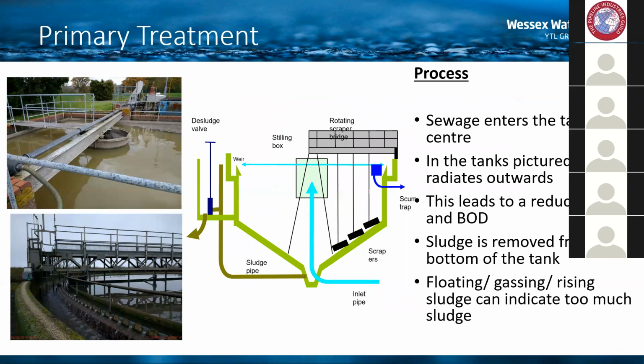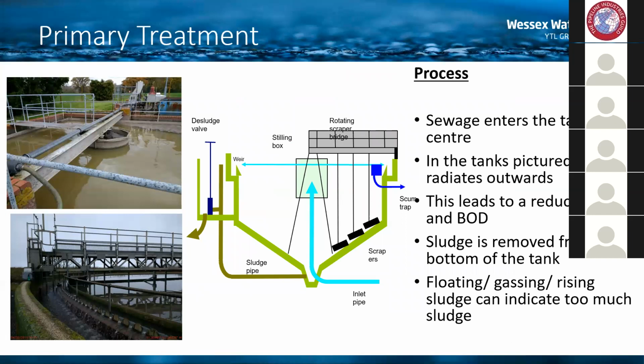Thank you. The next stage in the process is typically primary treatment. This usually consists of primary settlement tanks, in which solids settle out. It works in a similar way to the storm tanks we were talking about. You can see from the schematic in the middle there, the sewage comes in through an inlet pipe and up into the center of the tank.